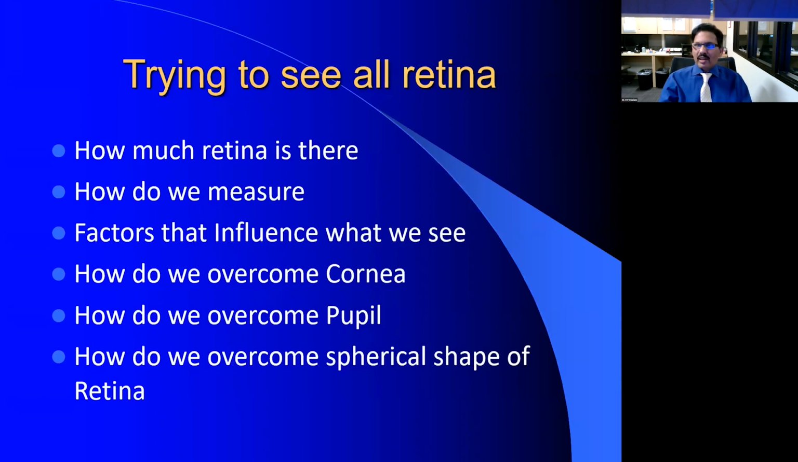Number one, how much retina is there for us to visualize? Number two, how do we measure what we are actually seeing? And what are the factors that influence both biological and optical in visualizing them?